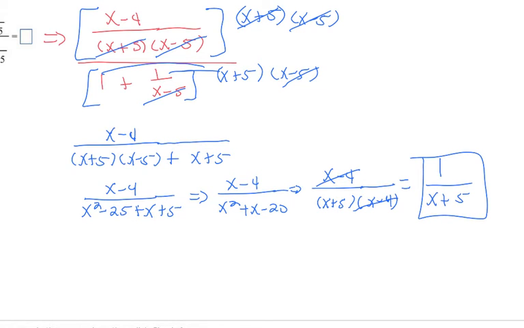All right, so to clear those small denominators out, you want to multiply by the least common denominator of your small denominators. In this case, it was x plus 5, x minus 5, and you multiply the top and the bottom by that least common denominator.